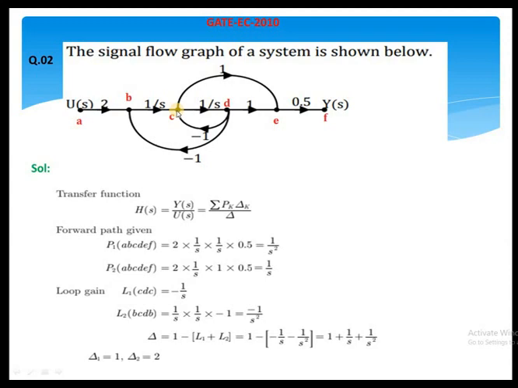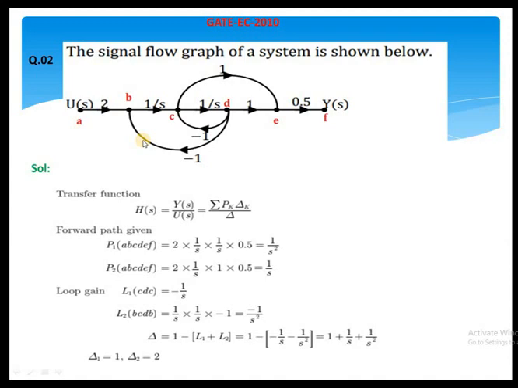The first loop starts from C and reaches D and again comes back to C. So this is the first loop: C, D, C, the same nodes. What is the gain value here? 1 by s into minus 1, so minus 1 by s. What about the second loop? It starts from B, reaches C, reaches D, and again comes back to B. So what is the gain value? 1 by s into 1 by s into minus 1. So 2 loops are possible, and the value is minus 1 by s square.